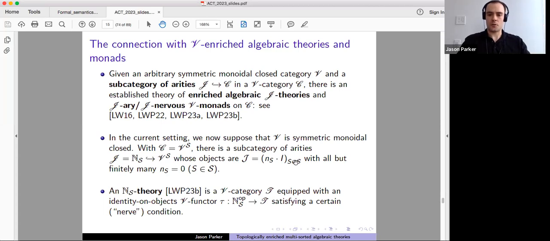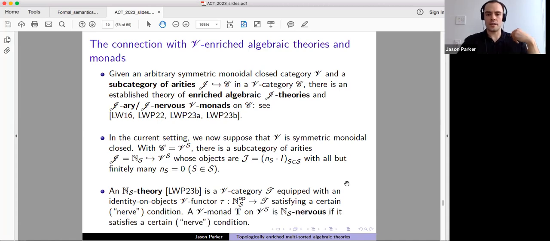Okay, so we have this subcategory of arities N_S, and then we can talk about enriched algebraic theories and enriched monads that are defined relative to this subcategory of arities in a certain sense. More precisely, an N_S-theory is a V-category T with an identity-on-objects V-functor tau from N_S^op to T that satisfies a certain nerve condition. And a V-monad T on the V-category V^S is called N_S-nervous or N_S-airy if it satisfies, again, a certain nerve condition.